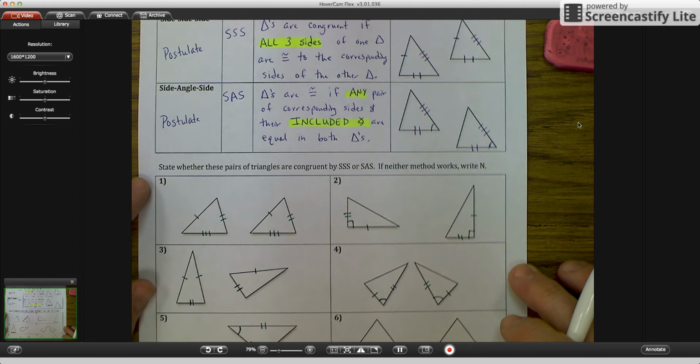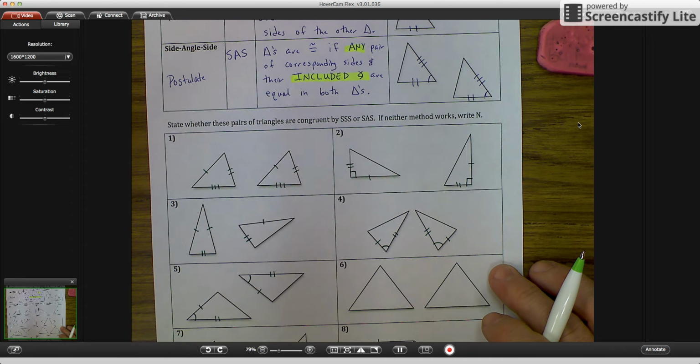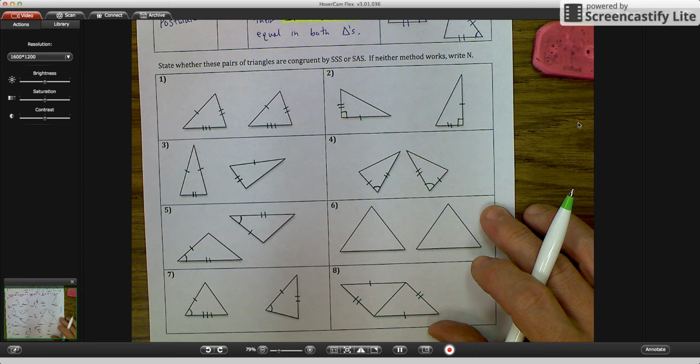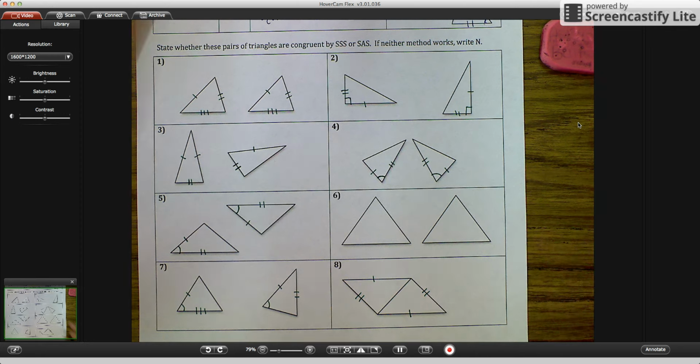If you look at your paper, you don't have the same marks that I do. So what I want you to do is pause your computer when I get down here, and make all of these marks on your paper. So pause the computer right now and make these marks. When you're done, we'll go over.